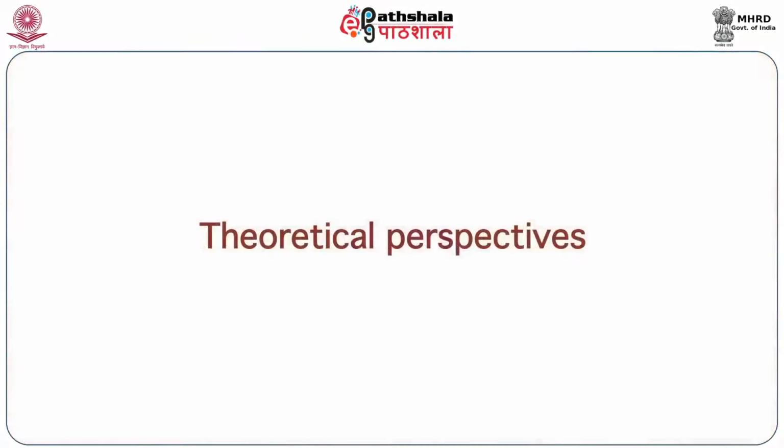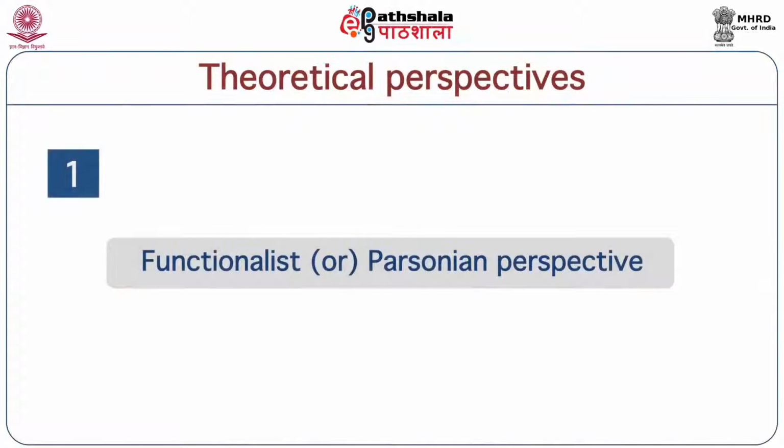So, is there one way of understanding the relation between medicine, health and society in social sciences? No, there are different theoretical perspectives, and each theoretical perspective provides a particular explanation. Basically, theory provides the basis to explain the relation between health and society. If you look at different theoretical perspectives, one, you have the functionalist perspective, or what is called the Parsonian perspective to sociology of health.